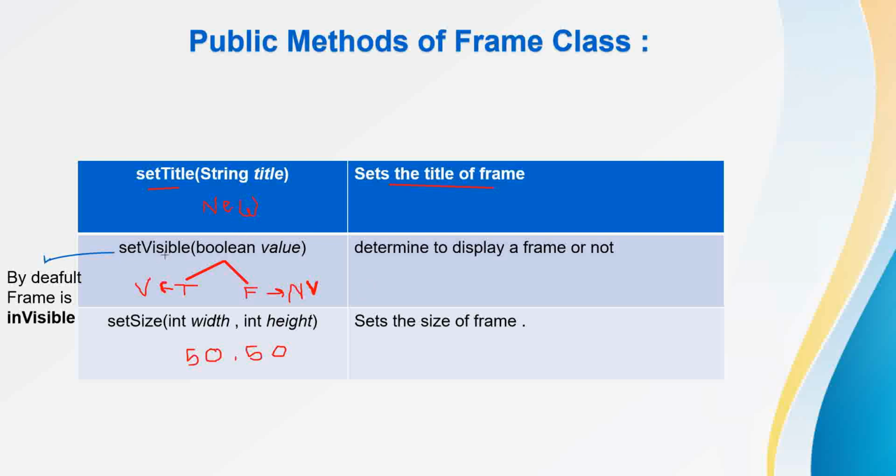The second method is setVisible, which determines the visibility of the frame. By default, a frame is invisible. In this method, if the parameter is true, then the frame will be visible, and if the parameter is false, then the frame will be invisible. Now the third method is setSize, which takes two integer parameters which are respectively the width and height of the frame.